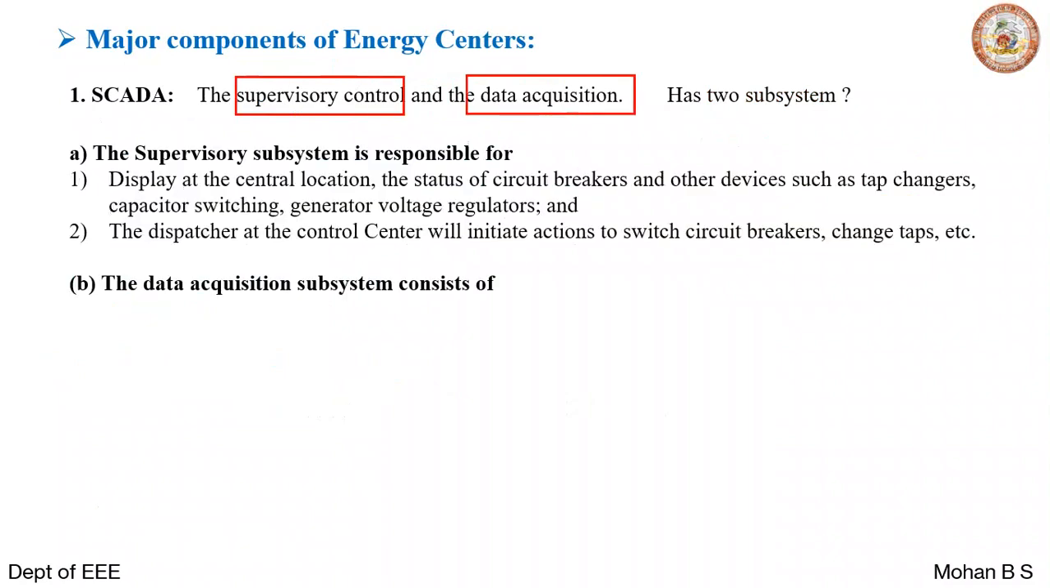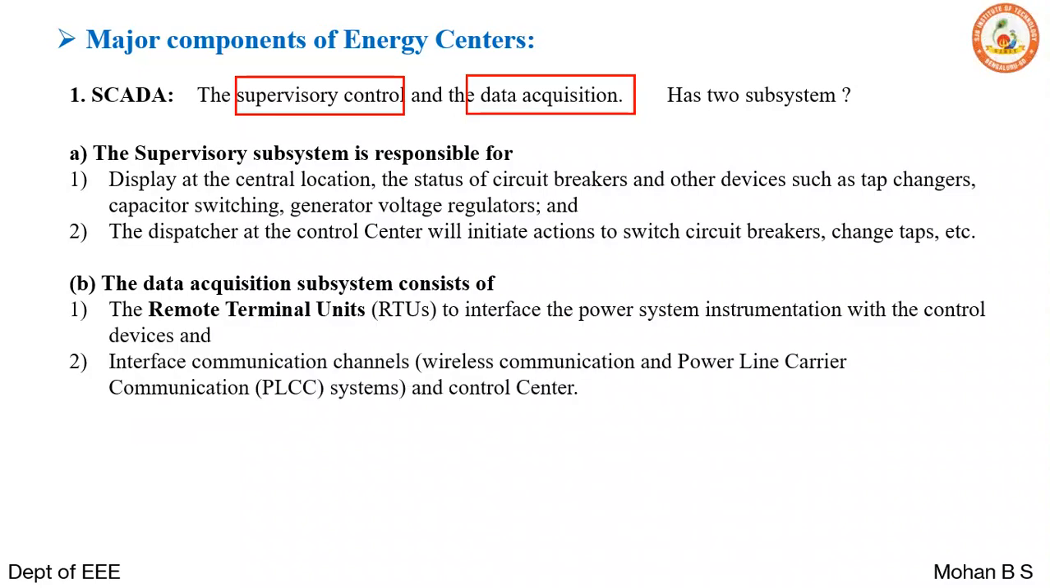Supervisory control. So what are its responsibilities? Display the control location, the status of circuit breakers, other protective devices, the status of transformers, capacitor switching, generation regulators, and you name it, all of it has to be displayed. The dispatcher at the control center will initiate actions to switch circuit breakers, change taps, etc. That means it is not automated. It is being supervised by an operator at a control center.